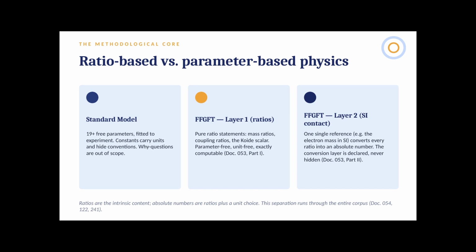Layer 1 is pure ratios: mass ratios, coupling ratios, the Koide number, all parameter free, unit free, and exactly computable. Layer 2 is the single handshake with the real world. Pick one reference, say the electron's mass in kilograms, and every ratio turns into an absolute number. The point is that the ratios are the actual physics. The absolute numbers are just ratios plus a choice of yardstick.